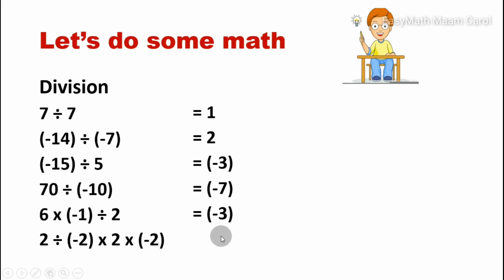Now, what's going to be the sign? How many negatives do we have here? We have 2, and that's even. They cancel out. Therefore, our 4 is going to be positive. So that's our final answer. That ends our lecture on the 4 fundamental operations of integers.